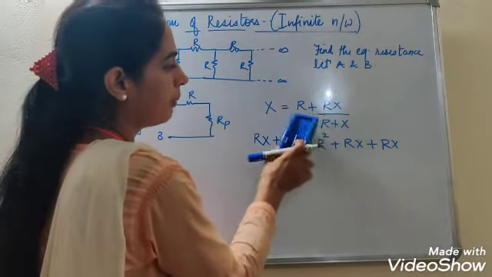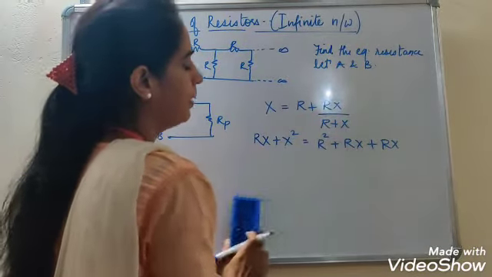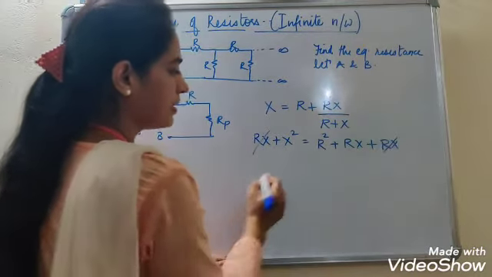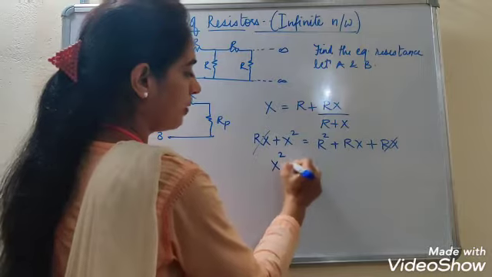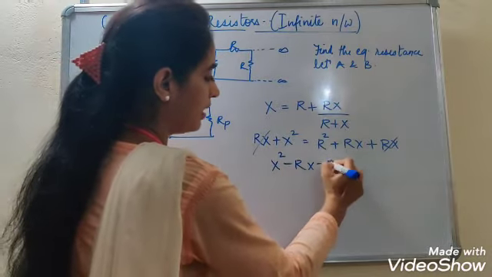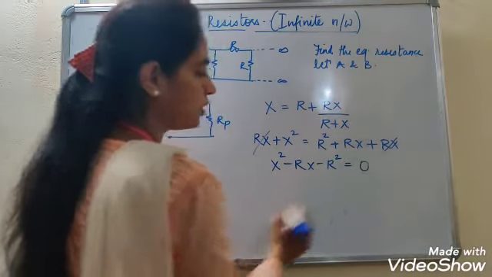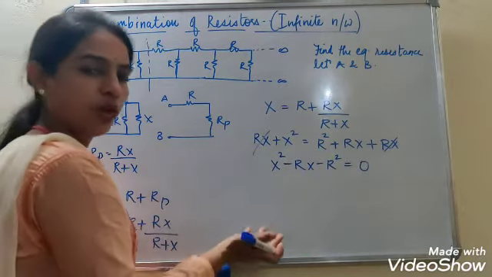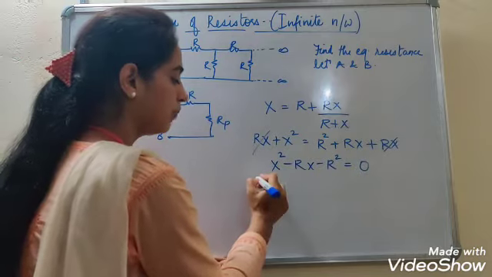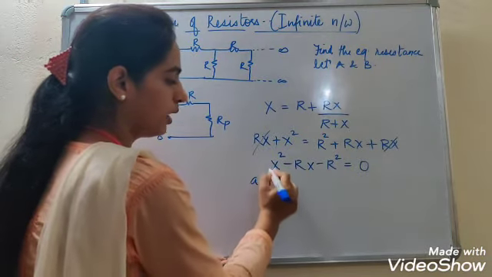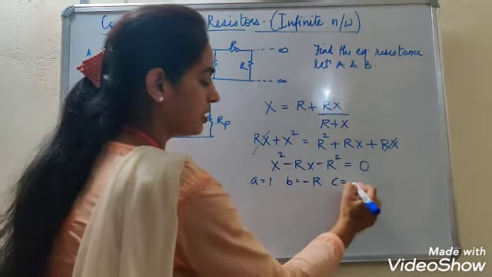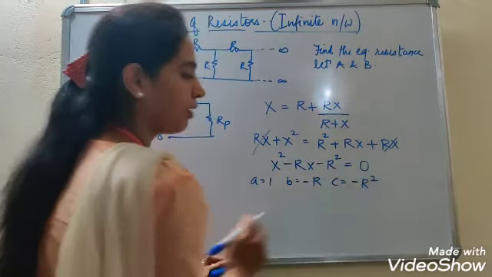R square plus Rx plus Rx, like that. So 1 Rx gets cancelled. So x square minus Rx minus R square is equal to 0. So we have a quadratic equation. We need to solve for x. So you can consider A is equal to 1 over here, B is equal to minus R, and C is equal to minus R square.